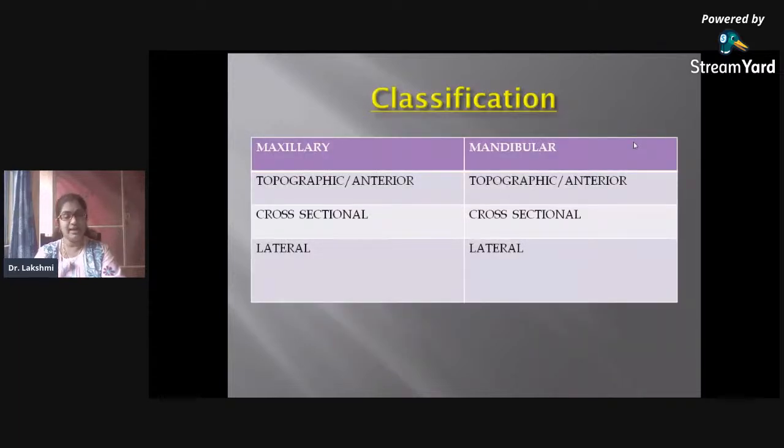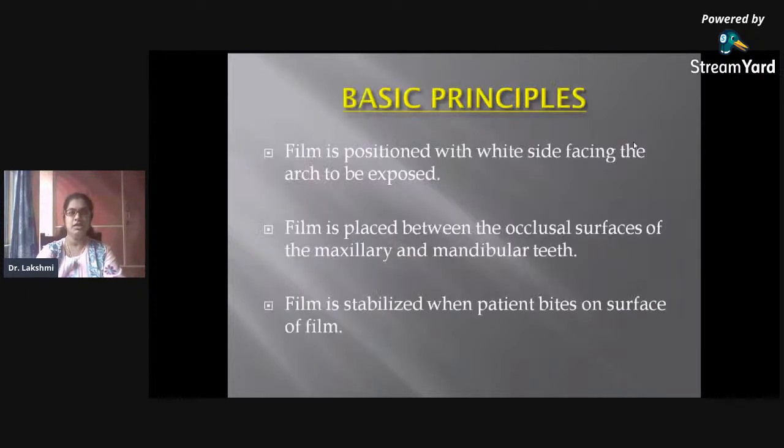Now, there are 3 types in each classification. Maxillary and mandibular both have the topographic, also called the anterior projection, cross-sectional projection, and lateral projection. We shall see one by one about this. So basic principles are what? Film is positioned with the white side facing the arch to be exposed. Film is placed between the occlusal surfaces of the maxillary and mandibular teeth. Film is stabilized when the patient bites on the surface of the film.